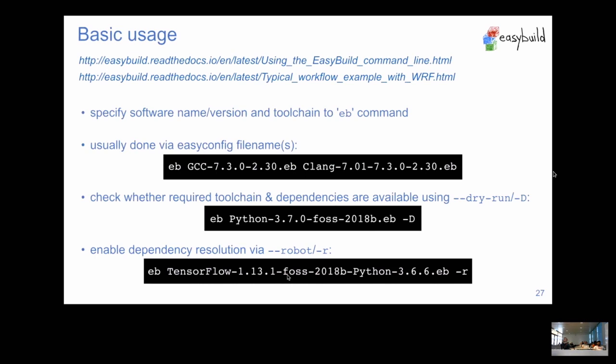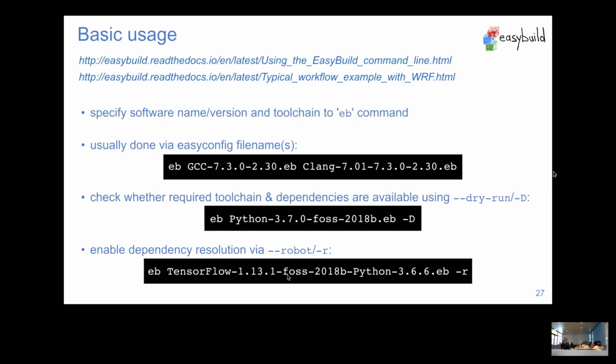So once you have EasyBuild installed and configured properly, you can start using it. The basic usage of EasyBuild: you run the eb command and you specify to EasyBuild which software should be installed. And you do this typically by specifying the name of an easyconfig file.